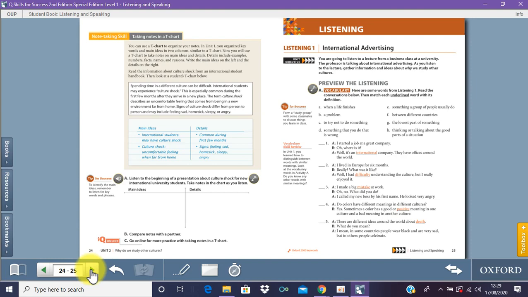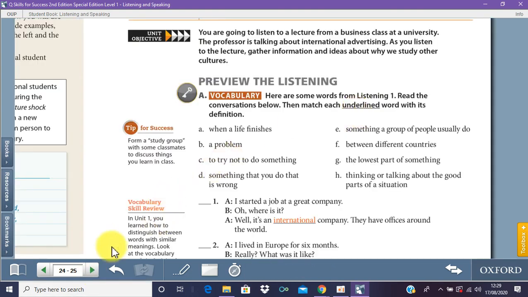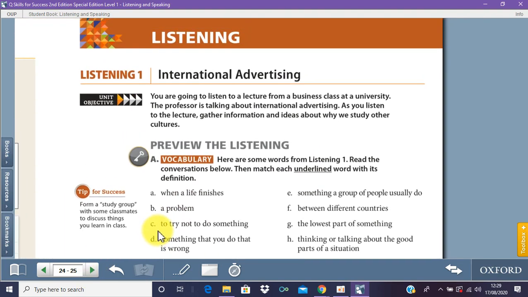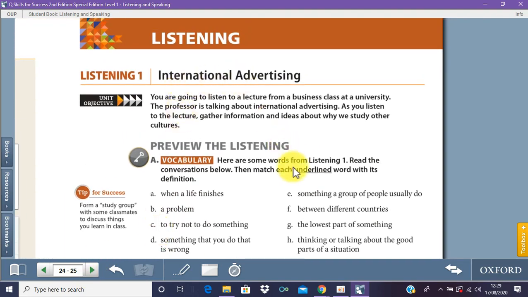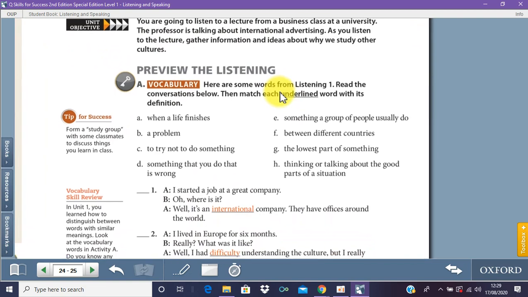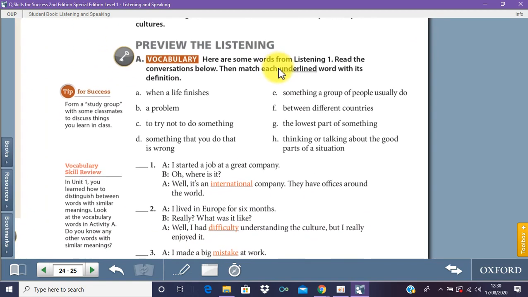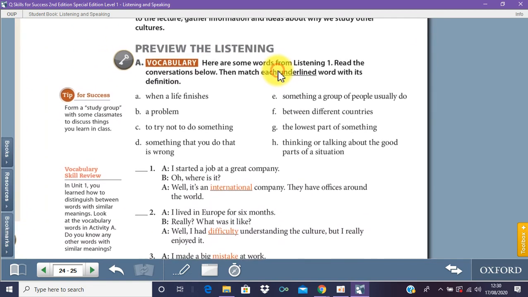Very simple. Now, we're going to fire through the answers very quickly on page 25. We're going to start from 25, international advertising. You can use a dictionary for this if you want, okay? This one is very, very simple answers, okay? It says here are some words from listening 1. Read the conversation below, then match the underlined words with their definition.